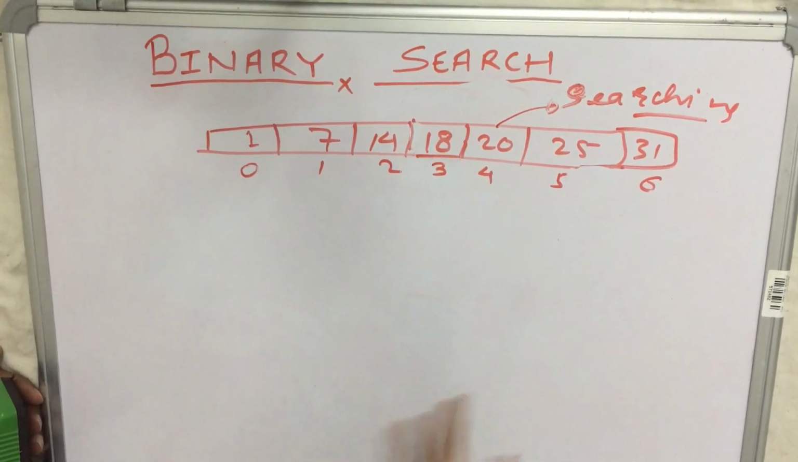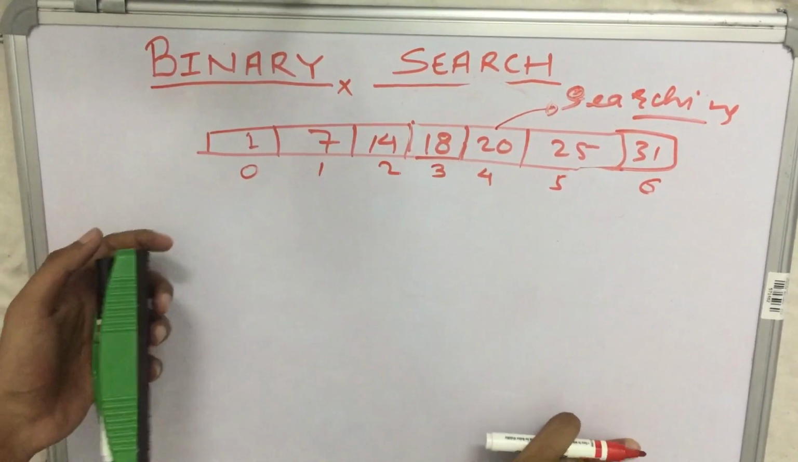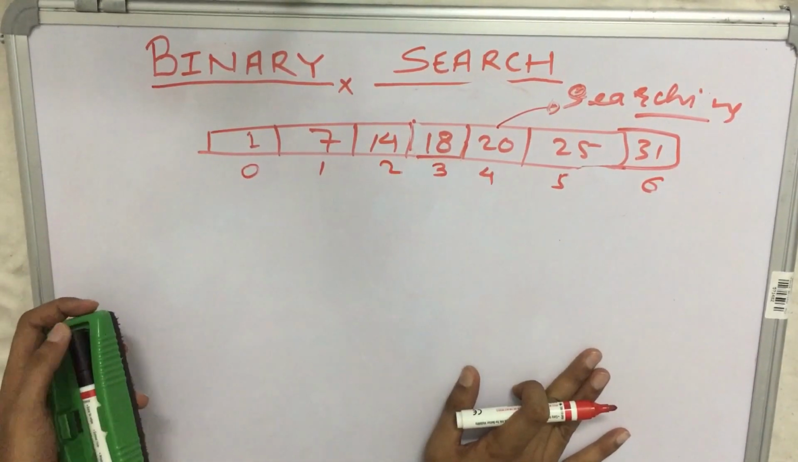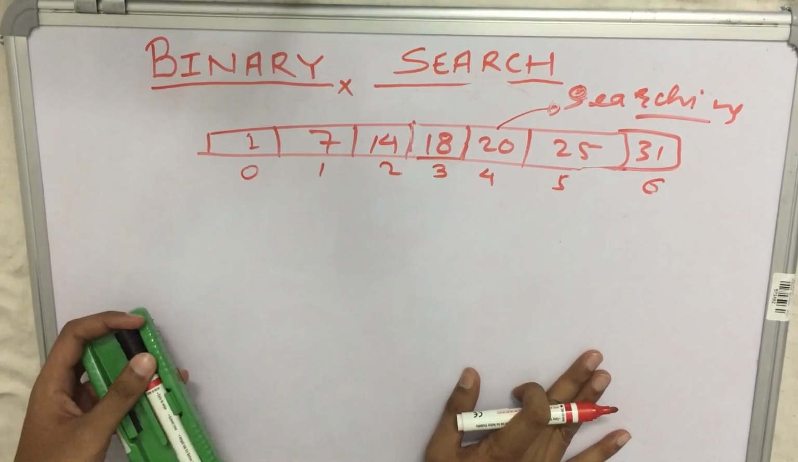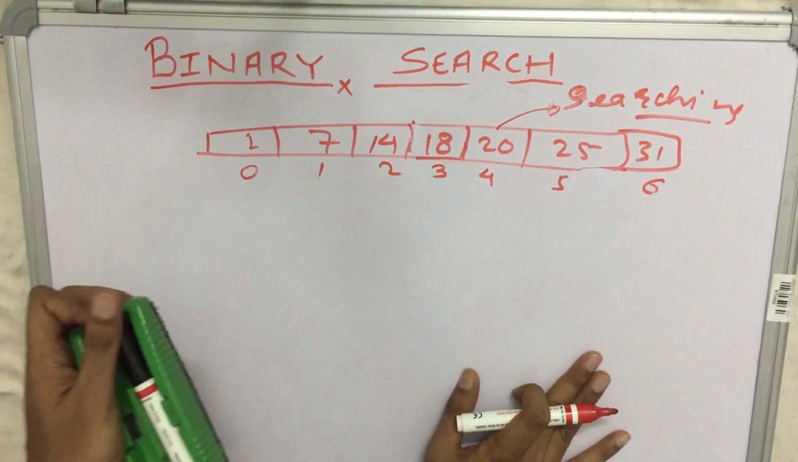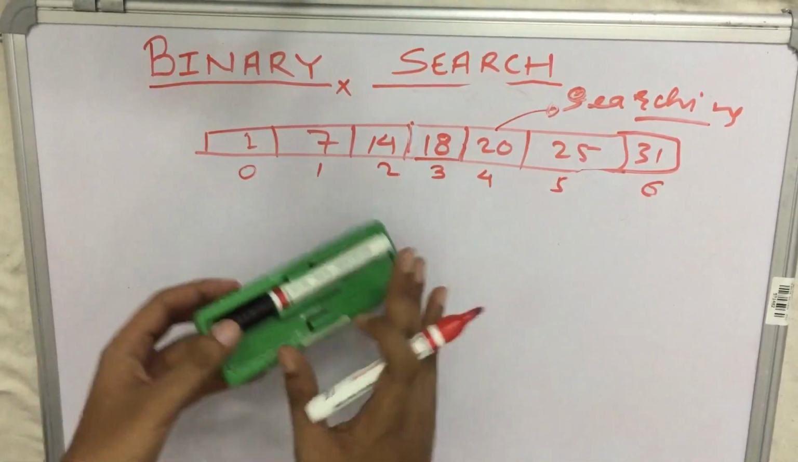I have previously told you that it is related to the divide and conquer algorithm. What divide and conquer says, you can understand from the words also: we divide and then we conquer. So let's divide the array.